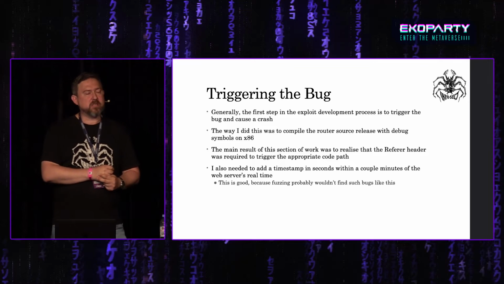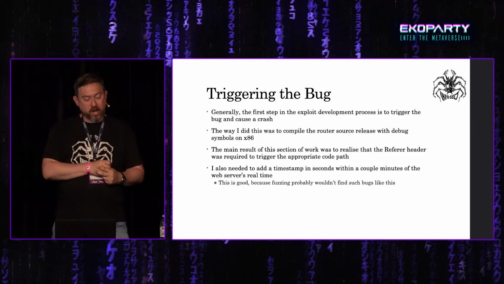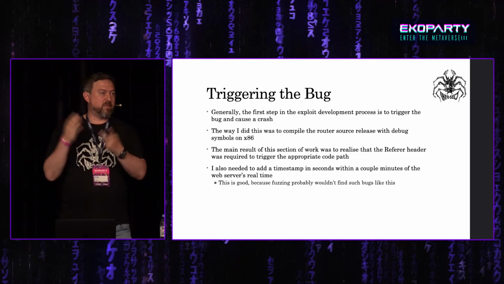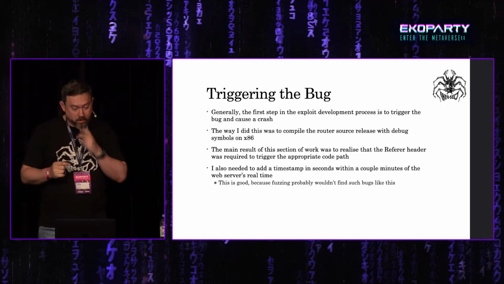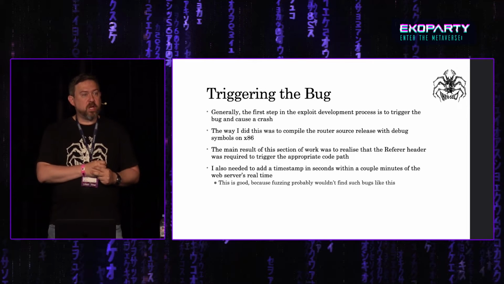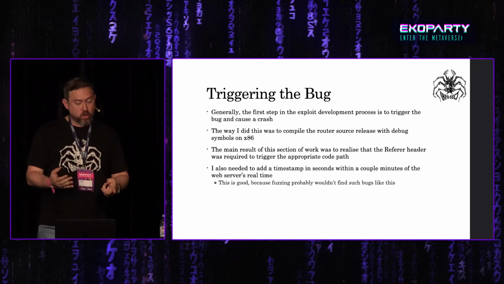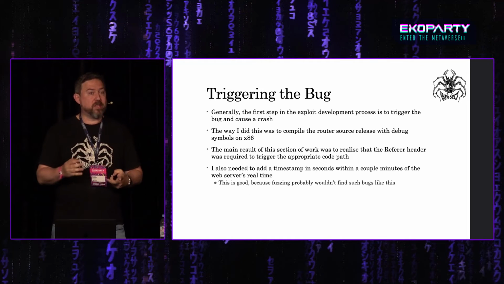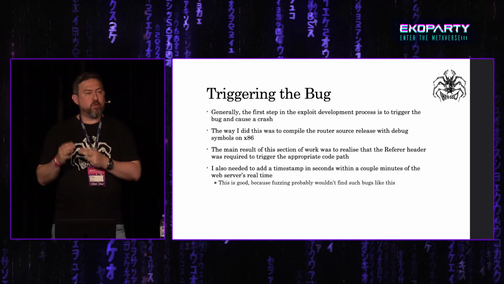The way that I did this, which is a dubious way, was that I just compiled the router source code. I had that available to me. I compiled it with debug symbols, and then I tried to trigger a crash, and I was able to do source level debugging on it, and make it much easier to work with. The main result I got from this was that you needed a referrer header as part of the web request to trigger the appropriate code path, and you also needed to add a timestamp as part of the web request. And this timestamp needed to be within a couple of minutes of the web server's real time.